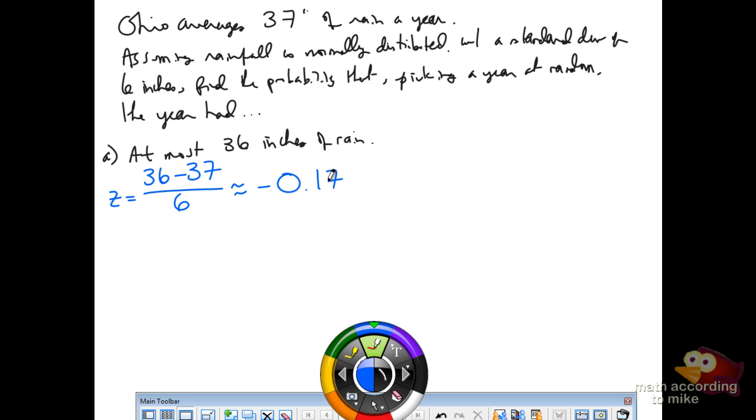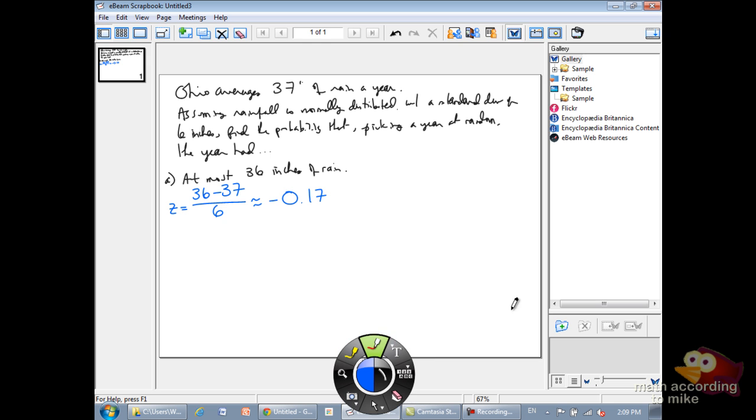Yes, please go to two places, because that's where the chart's going to come in. So you want the whole part, and then you want two decimal places. This is not the answer. This helps us get the answer. To get the answer, we need the chart.